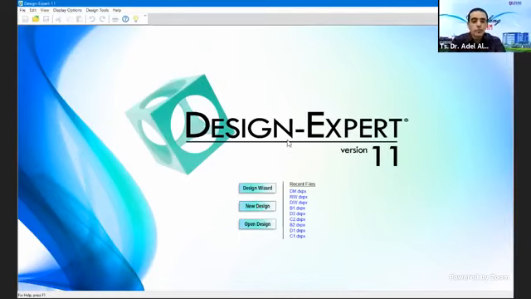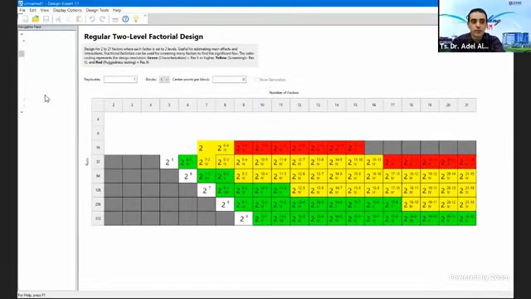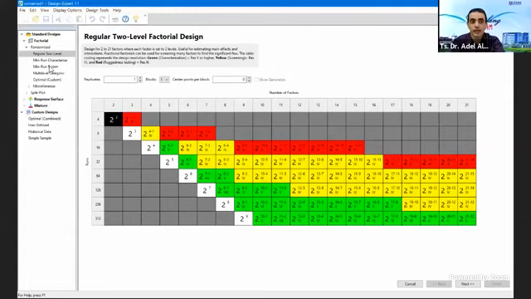Okay, when you come to use this program, you have three options: design wizard, new design, or open design. We have to use new design. In the program itself, we have so many options like factorial, and we also have response surface or mixture or whatever.